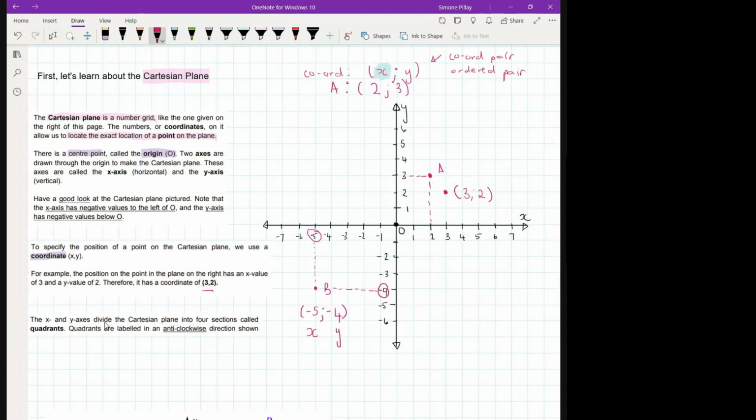And then they have lastly told us that my x and y axes divide my Cartesian plane into 4 sections called quadrants. So think quad bike. Quad means 4. So we have 4 quadrants on this Cartesian plane, and my quadrants are labeled in an anti-clockwise direction.